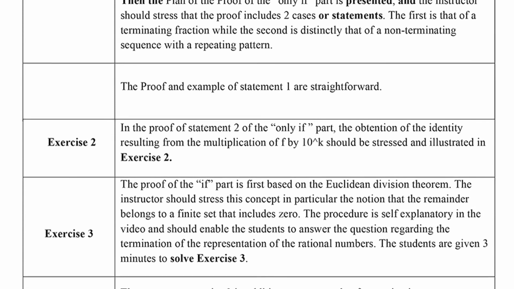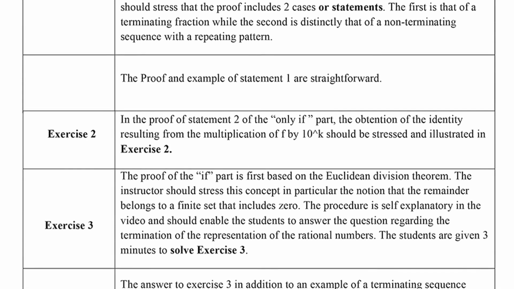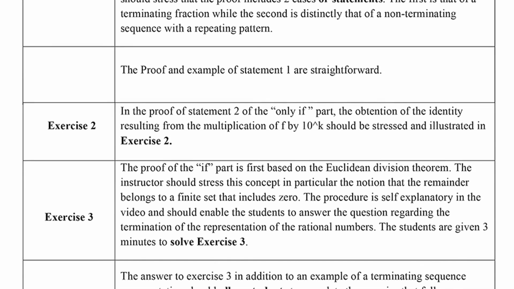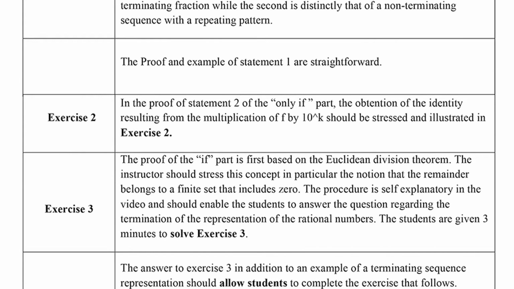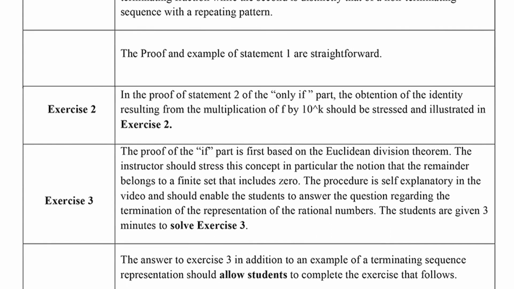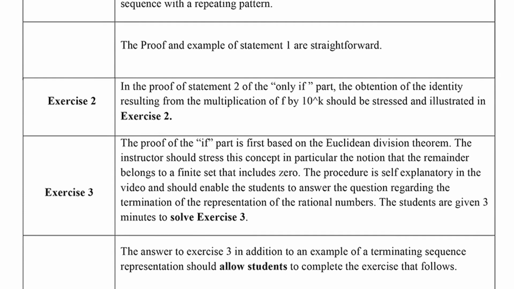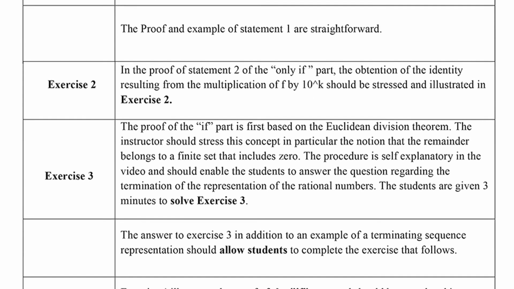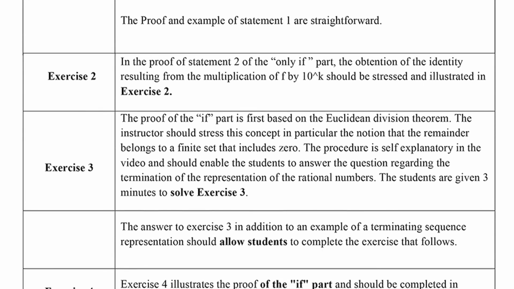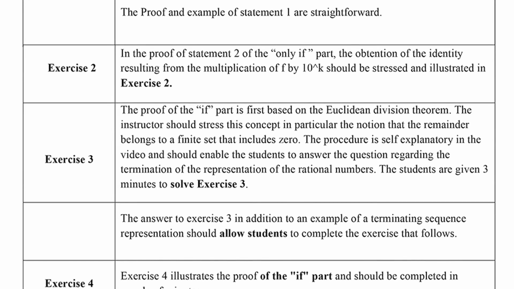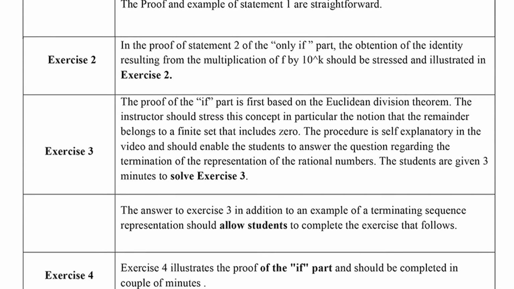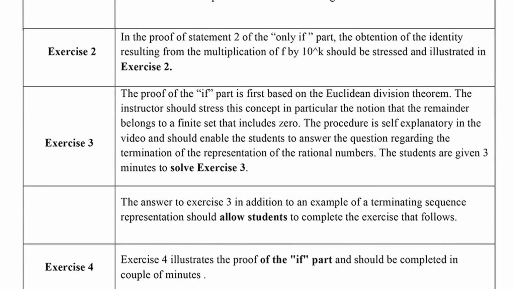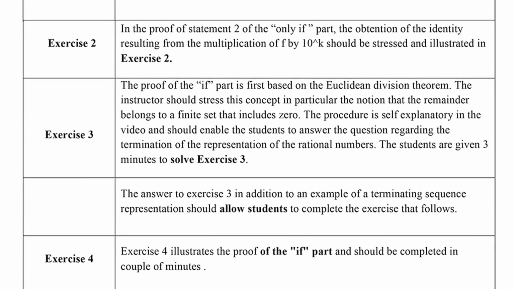The proof of the if part is first based on the Euclidean division theorem. The instructor should stress this concept, in particular the notion that the remainder belongs to a finite set that includes 0. The procedure is self-explanatory in the video and should enable the students to answer the question regarding the termination of the representation of the rational numbers.